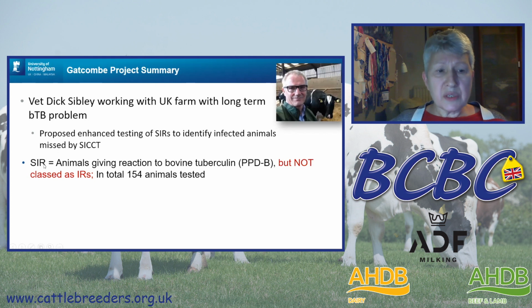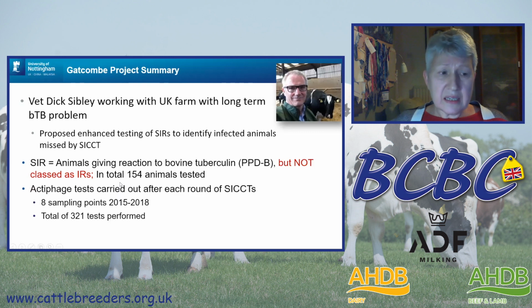So SIR for us was defined as animals that get a reaction to the bovine tuberculin, but the lump was less than the avian, and therefore they were not classified as IRs. So there was a swelling, clear swelling, but because the avian lump was larger, they were not classified as reactors. Okay. In total, there were 154 animals tested. Actiphage tests were carried out after each of the subsequent SICCT tests. There were 8 sampling points in 2015 to 2018, and a total of 321 blood tests performed.